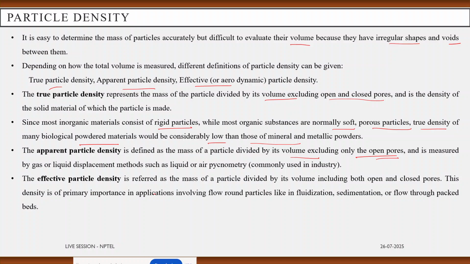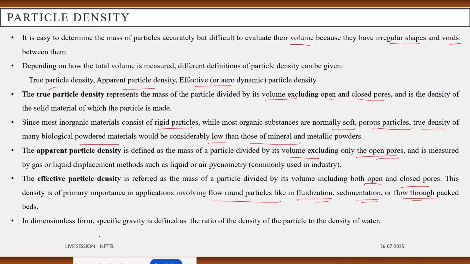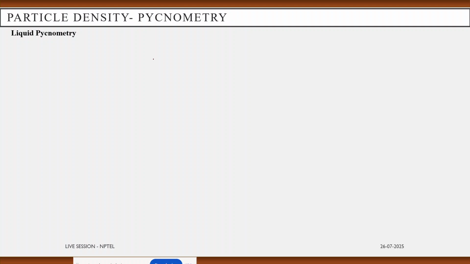The effective particle density, the last one, refers to the mass of the particle divided by the volume that includes all the pore volume, open pore and closed pore volume. This density is of primary importance in applications that involve flow around the particle, like fluidization, sedimentation or flow through packed beds. In dimensionless form, we also introduce the term specific gravity, which is defined as the ratio of the density of the particle to the density of pure water.